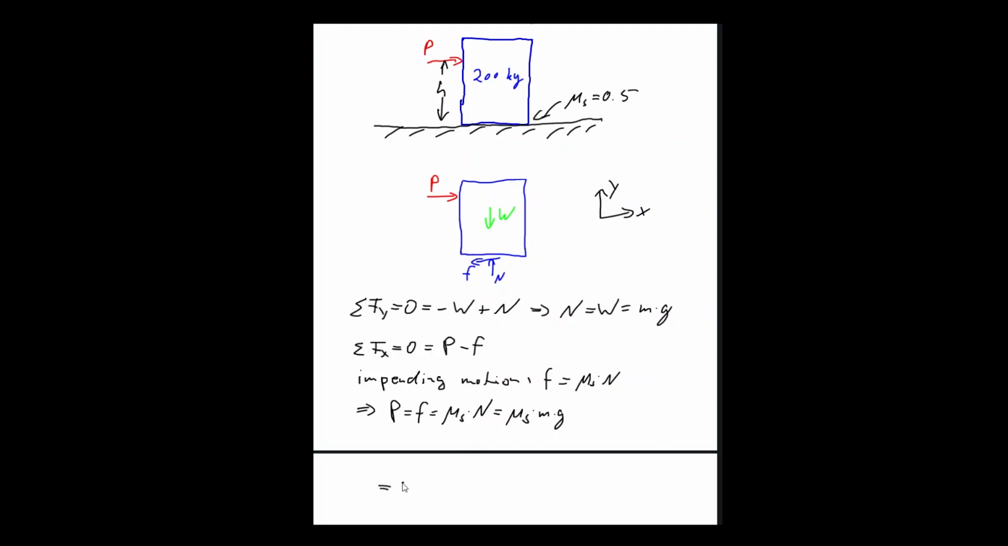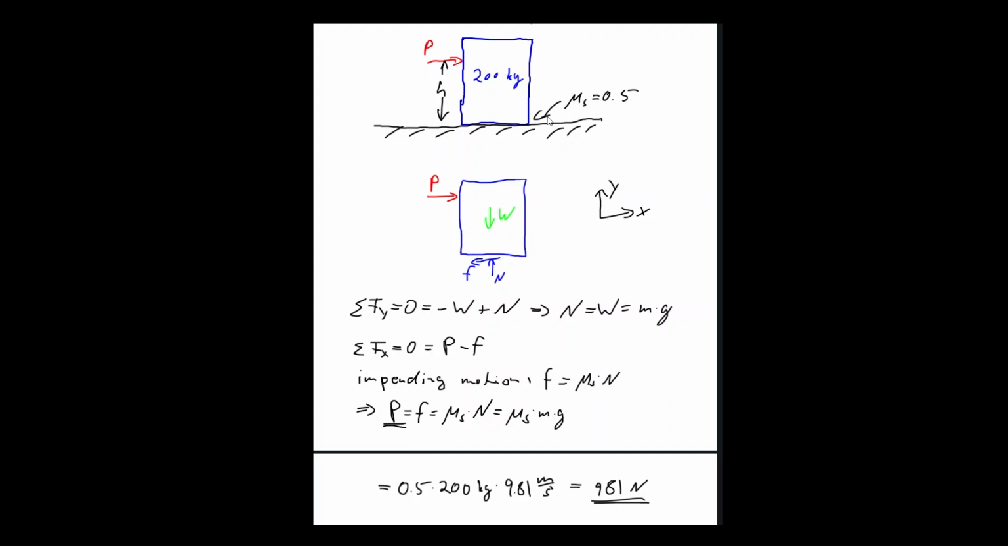That would be mu s from the problem statement of 0.5. The mass is 200 kilogram, and g is 9.81 meters per second squared. And that gives me 1/2 of 200 is 100, so 981 Newton. All right, so that would be the strongest force that I can get before my box starts slipping.